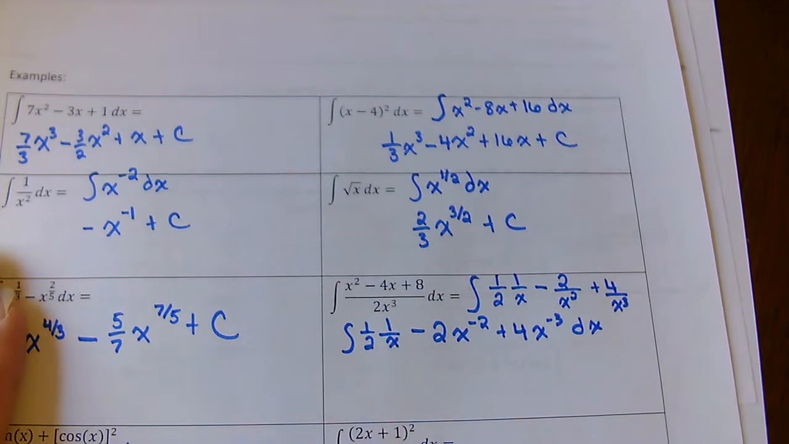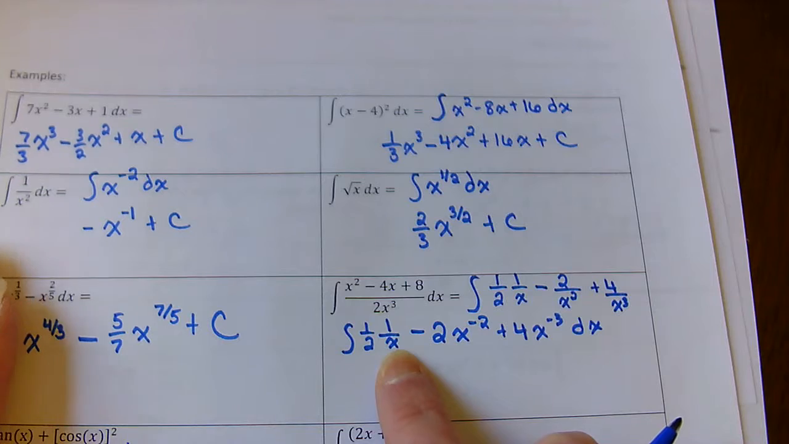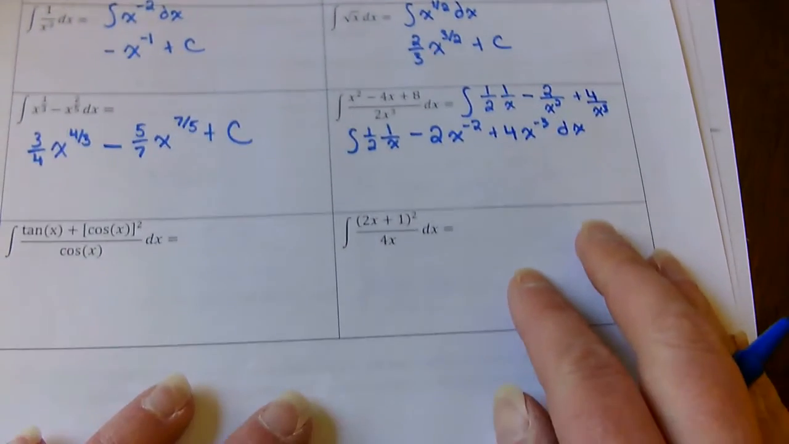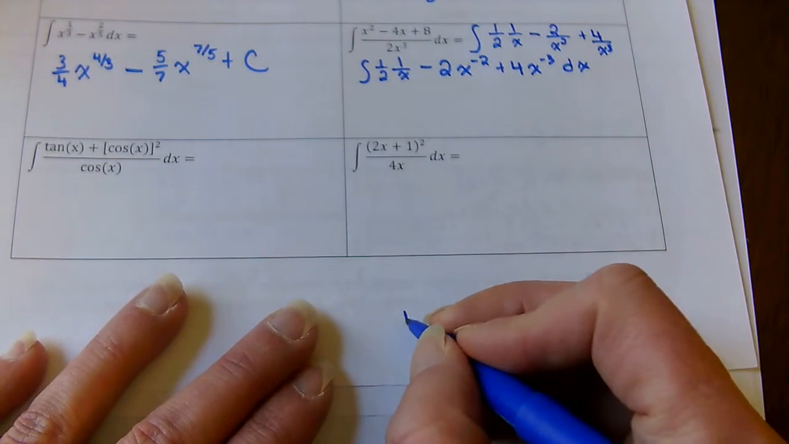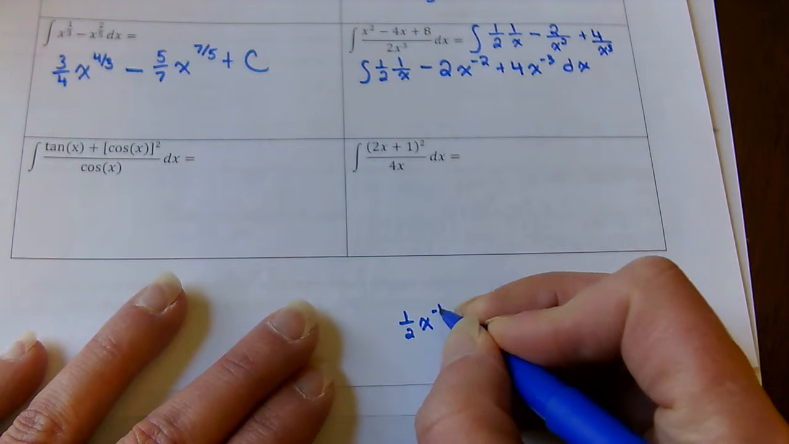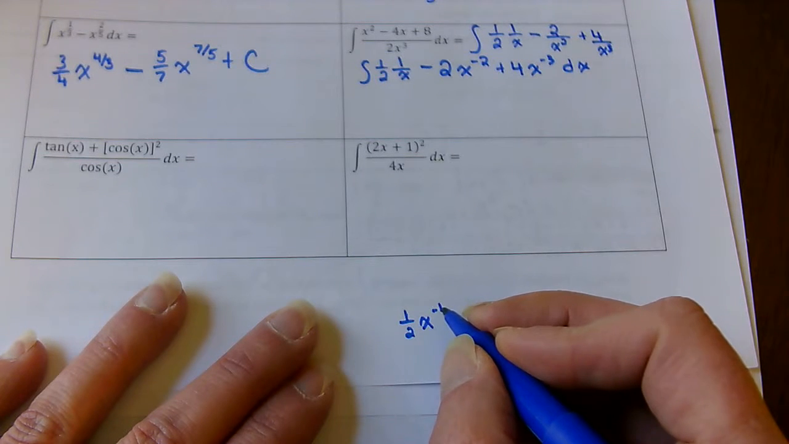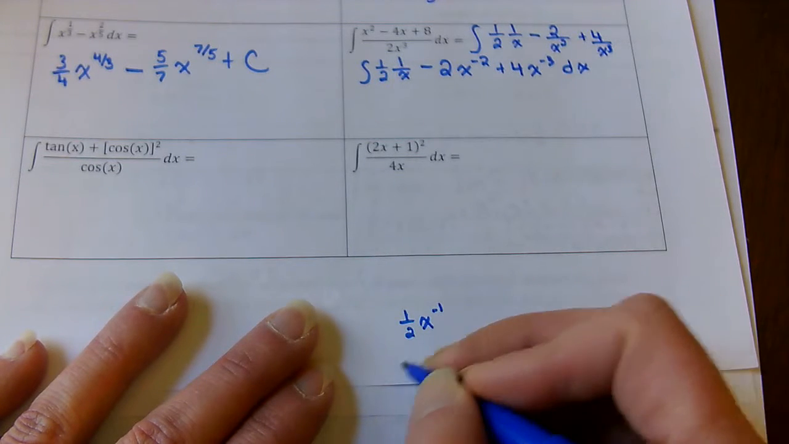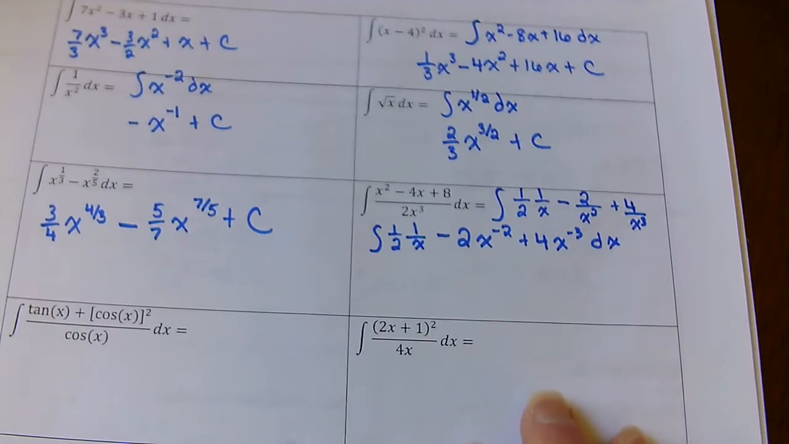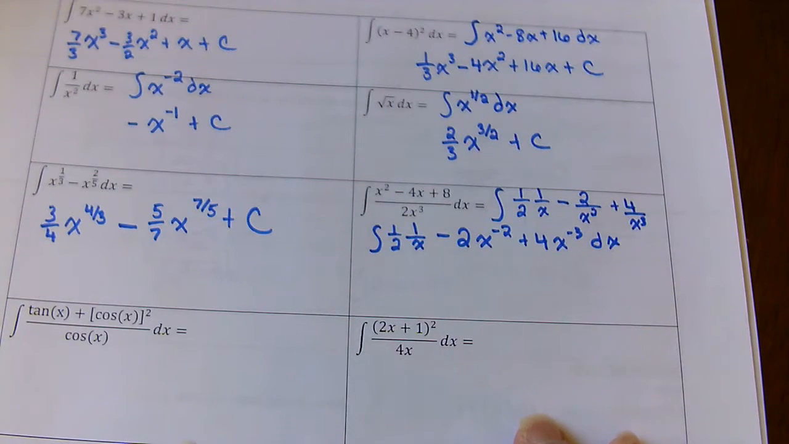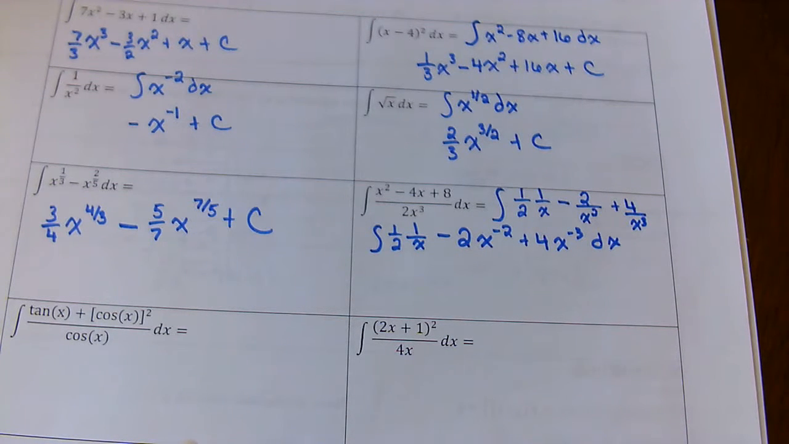If I had left this one as x to the negative 1, go down to the bottom of the page. 1/2 x to the negative 1. When I try to add 1 to that, I get 0, which doesn't work. But there is something that if I take the derivative of it, I get 1 over x. That's natural log.